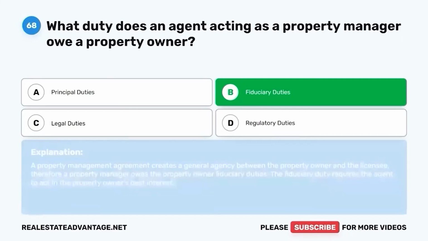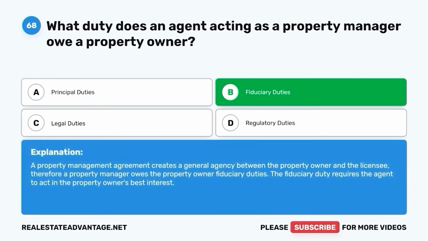Fiduciary duties. A property management agreement creates a general agency between the property owner and the licensee. Therefore, a property manager owes the property owner fiduciary duties. The fiduciary duty requires the agent to act in the property owner's best interest.